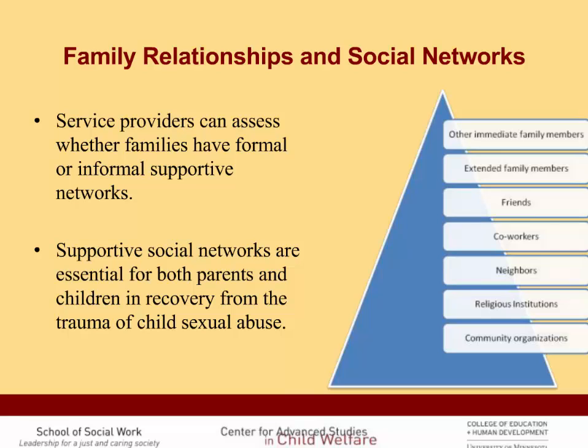Assessing family relationships and social networks is the first step. Service providers can assess whether families have formal or informal supportive networks. Supportive social networks are associated with recovery from the effects of child sexual abuse. Supportive social networks can include other family members in the immediate family, other family members in the extended family, friends, coworkers, neighbors, religious institutions, and other community organizations. These are just some examples of supportive social networks that families can draw upon in the recovery process.